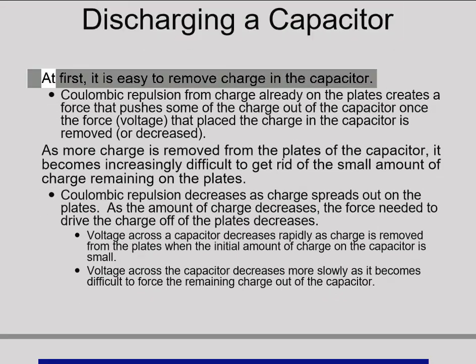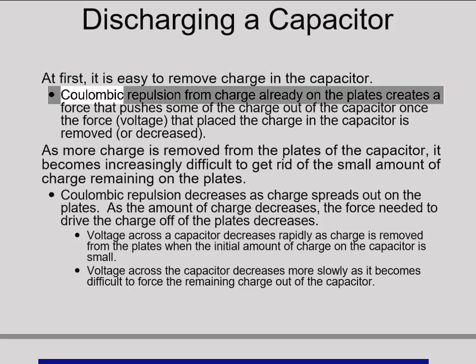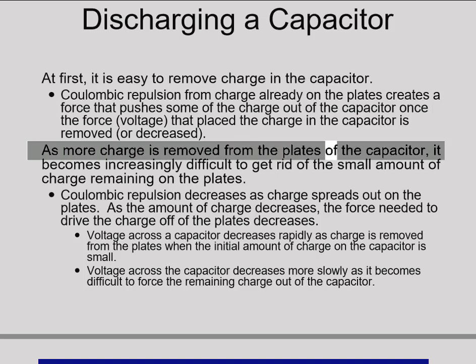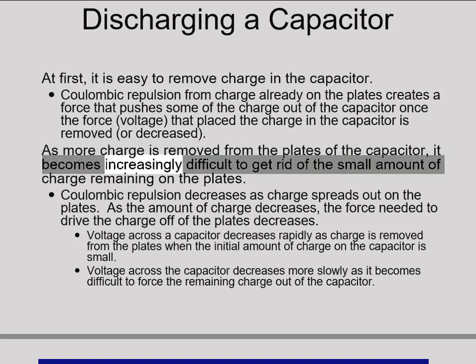Discharging a capacitor. At first, it is easy to remove charge from the capacitor. Coulombic repulsion from charge already on the plates creates a force that pushes some of the charge out of the capacitor, once the force, voltage, that placed the charge in the capacitor is removed or decreased. As more charge is removed from the plates of the capacitor, it becomes increasingly difficult to get rid of the small amount of charge remaining on the plates.